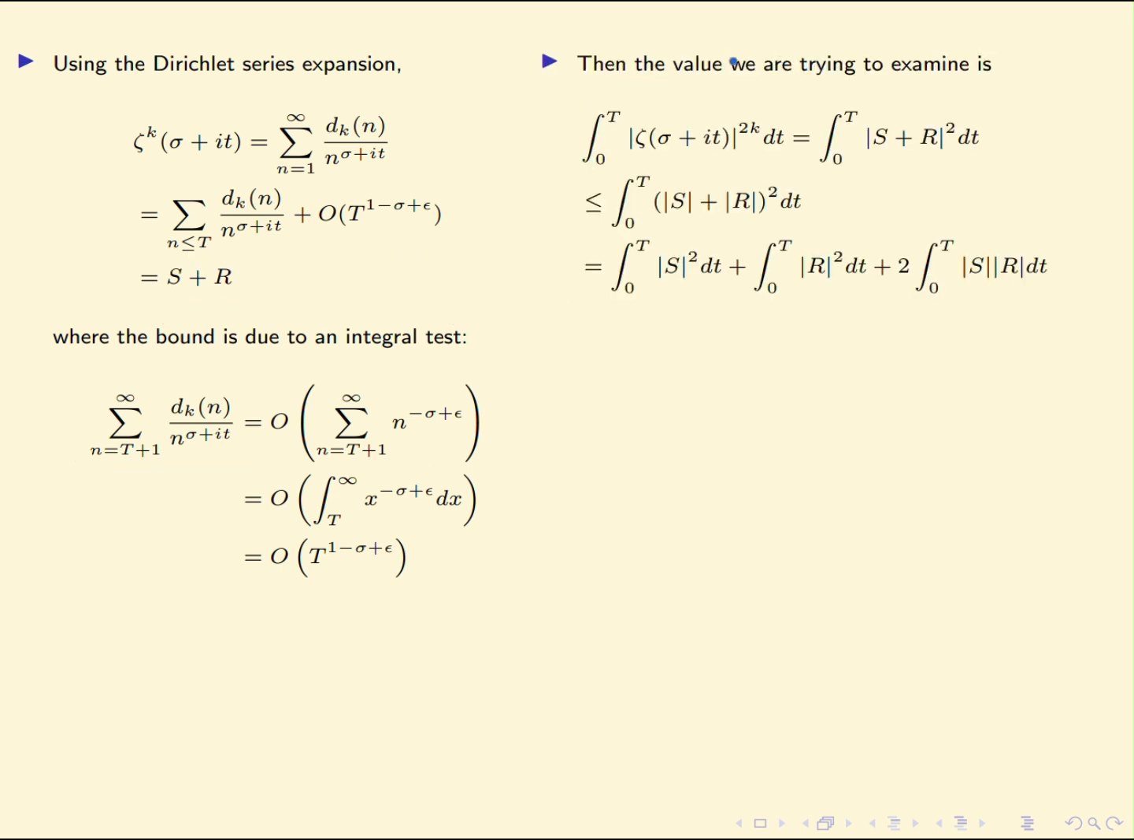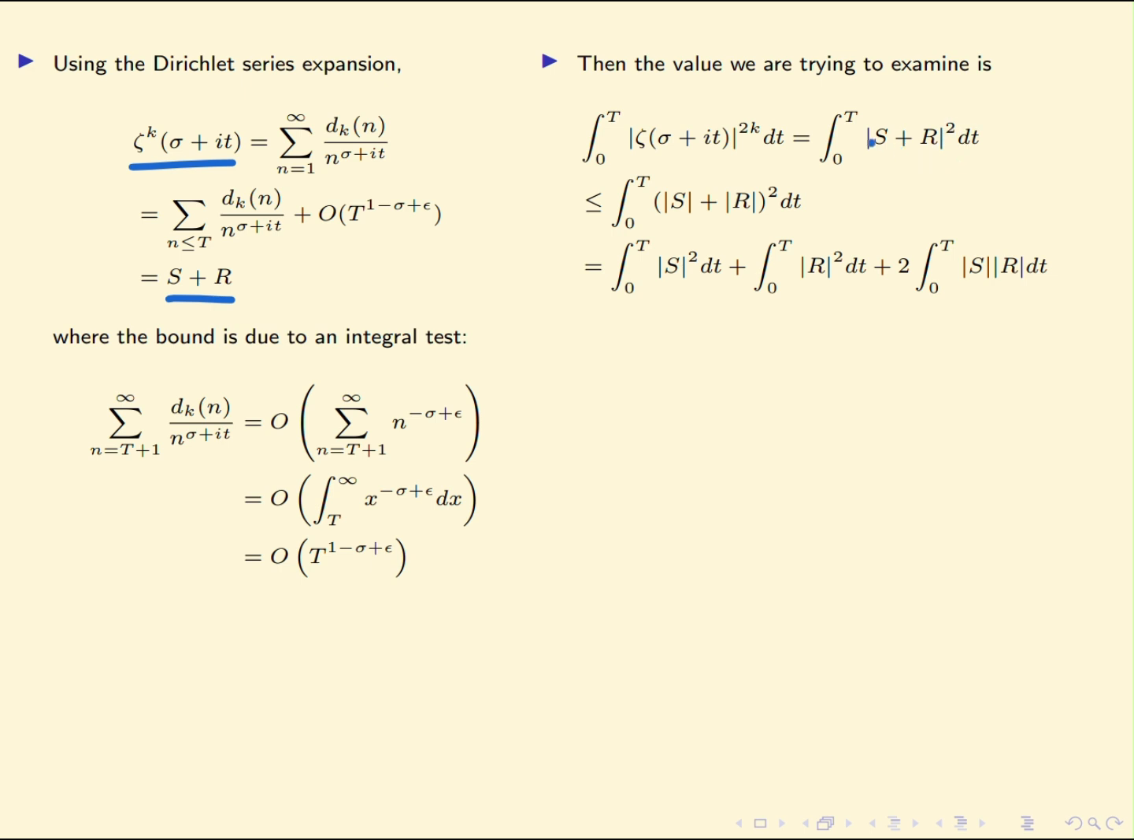And therefore, the integral that we're trying to evaluate is this. The integral from 0 to t of the absolute value of zeta of sigma plus it then to the 2kth power dt is equal to the integral from 0 to t of the absolute value of s plus r squared dt. And this just follows from our definition over here. Okay, and then using the triangle inequality, you'll note that here I'm just summing a positive number. Remember, the absolute value, even if s and r are complex values, is a real number, and squaring is still a real number.